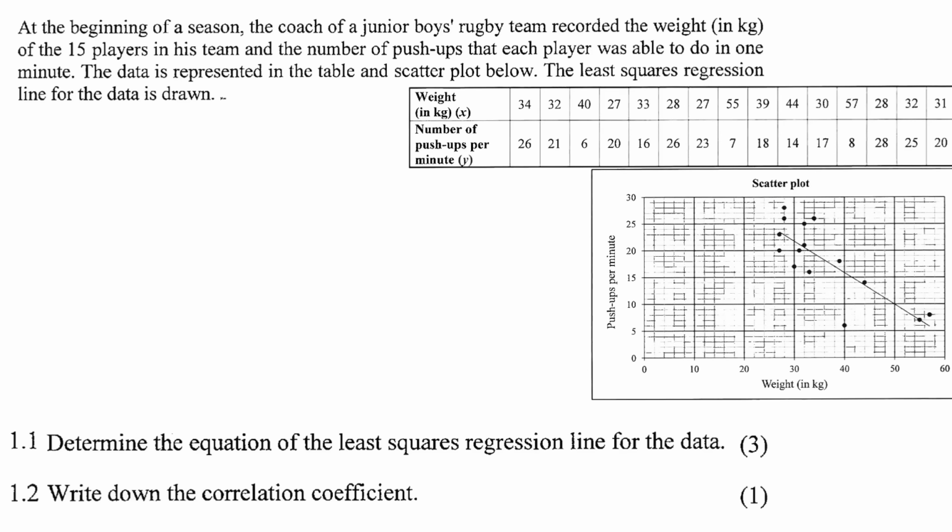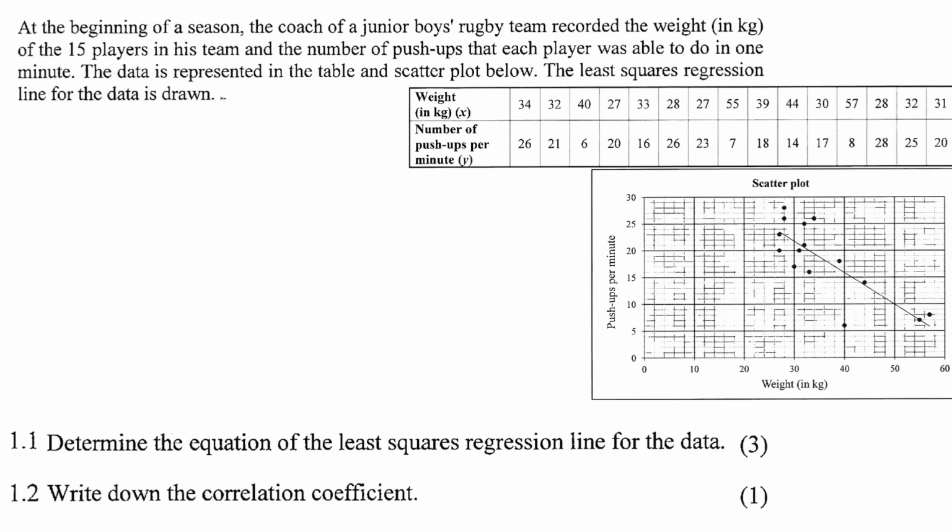It tells us that at the beginning of a season, the coach of a junior boys rugby team records the weight in kilograms of 15 players in his team, and also the number of push-ups that they can do. So for example, here you have a 27 kilogram learner, and that learner is able to do 20 push-ups. Another example, here we have a 57 kilogram person who can do 8 push-ups.